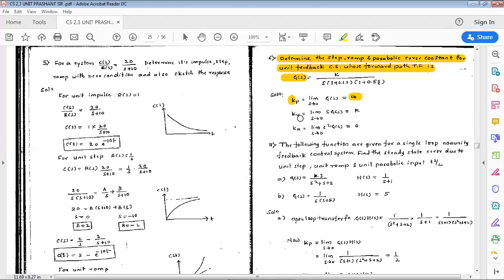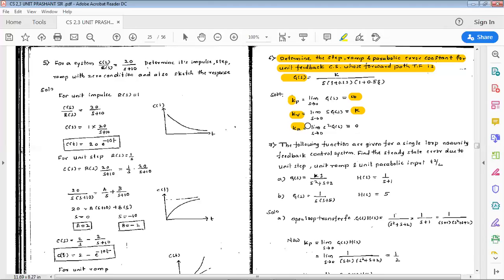infinite value. Similarly, if you want to find Kv, that is the ramp error constant or velocity error constant, it is given as limit s tends to 0 of s into G(s). If I substitute G(s) here, this s and this s will cancel. Wherever s is there, if I substitute 0, I'll get K by 1 into 1, that results in K. So this is the ramp error constant.